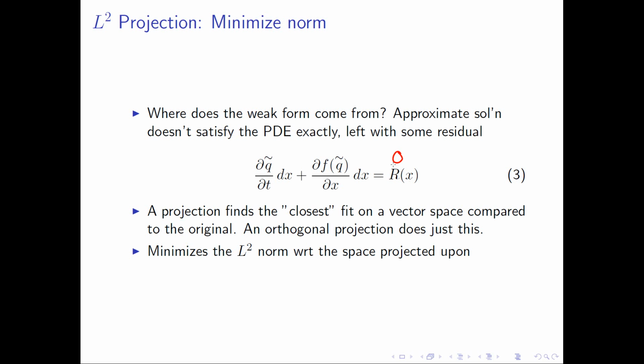So we need to think about how we'd like to look at what the best approximation is. One approach would be to think about how we could keep the residual as small as possible. One approach would be to take a projection of the residual on some vector space. In this sense, a projection finds the closest fit on a particular vector space compared to the original. So an orthogonal projection does just this.